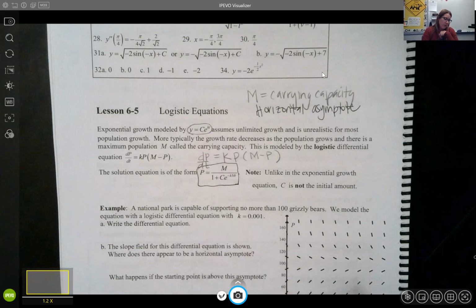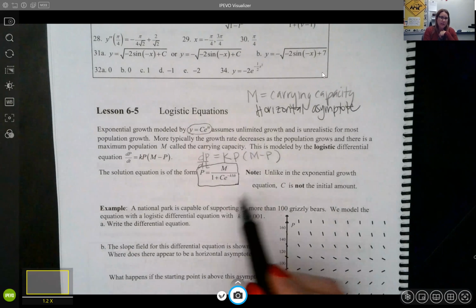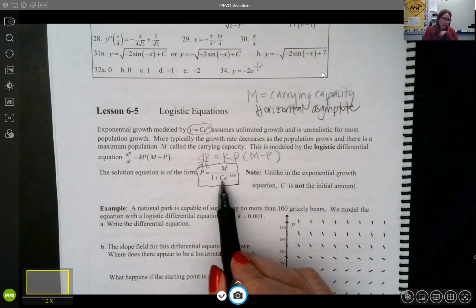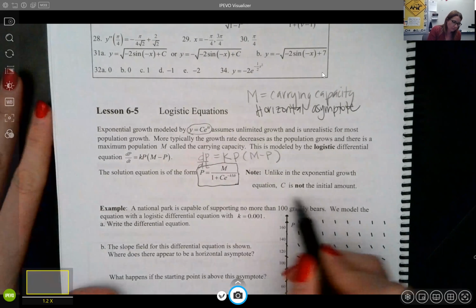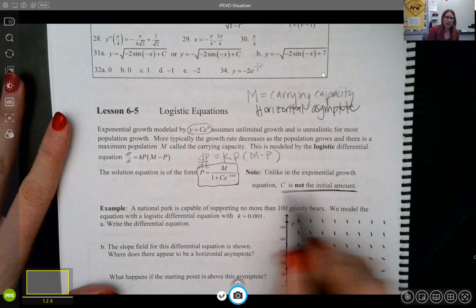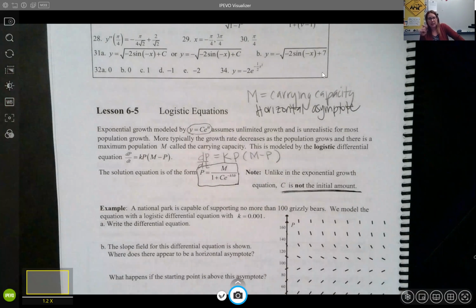Be very careful that you do not call this C the initial amount. Underline, star, highlight it. I guarantee you will have a test question that will ask you for the initial amount, and it's pretty tempting to use that number that's right there, but it is not it on a multiple choice question, okay? Let's go through an example of how this logistic equation would work.